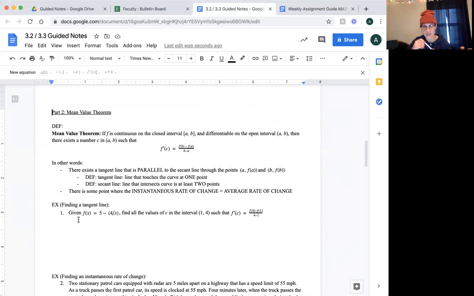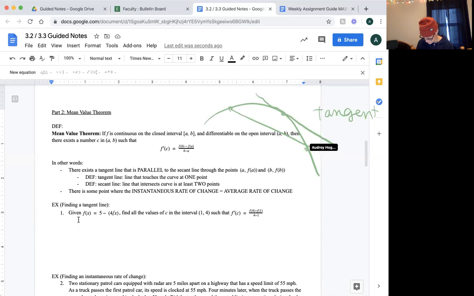Okay, so a reminder of tangent line versus secant line. A tangent line touches a curve at one point, right? So if we have a curve here, a tangent line touches at one point. So this would be tangent. Versus a secant line touches at 2 points. So like this would be secant.